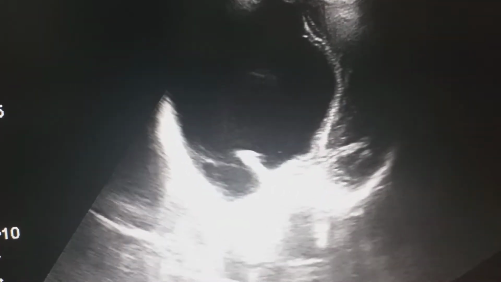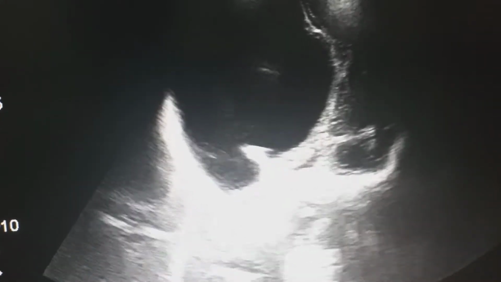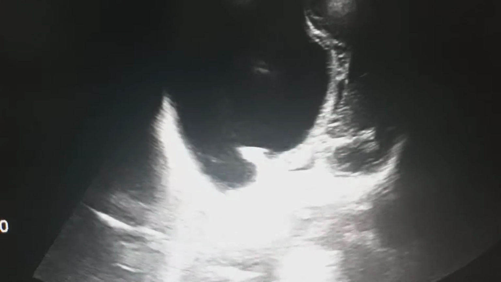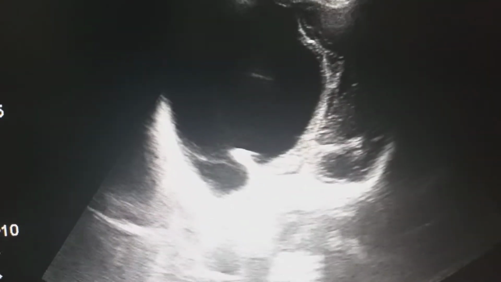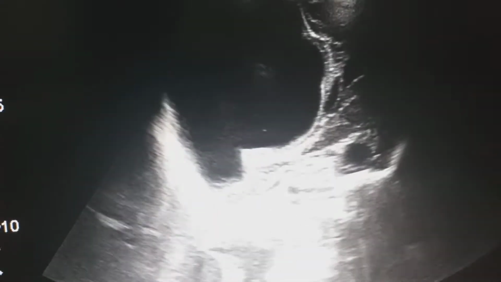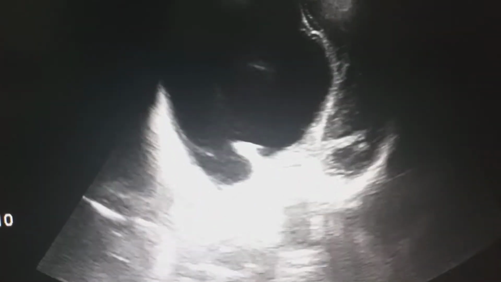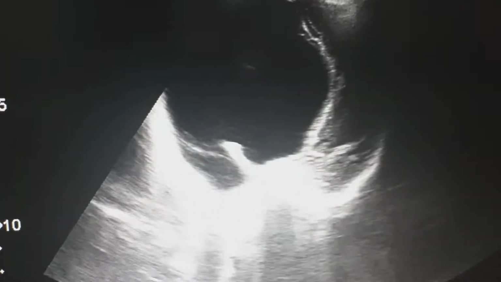Dear colleagues, this is a 6-month old infant with complaint of baby is not holding the neck at this time. So I am doing the brain scan.